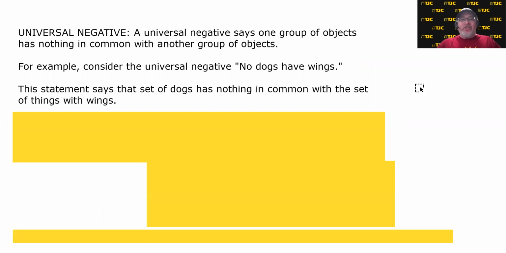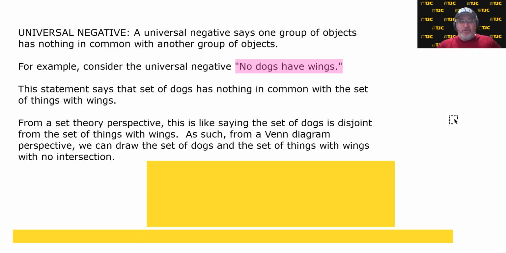The universal negative says one group of objects has nothing in common with another group of objects. For example, consider the universal negative, no dogs have wings. This statement says that the set of dogs has nothing in common with the set of things with wings. Now think about how we could illustrate this in a Venn diagram. If we had a circle for the set of dogs and a circle for the set of things with wings, how could we draw it so that we show that they have nothing in common? From a set theory perspective, this is like saying the set of dogs is disjoint from the set of things with wings. Remember, two sets are disjoint if they have nothing in common.